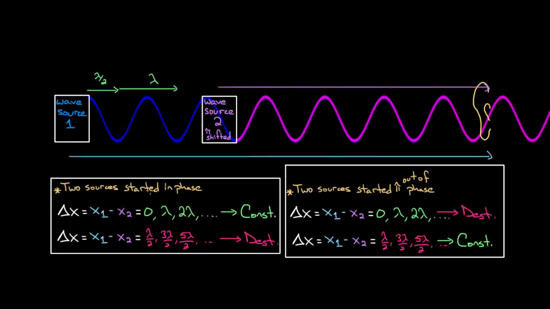Assuming those two sources started in phase and neither of them got a pi shift along their travels, path length differences of integer wavelengths are going to give you constructive interference, and path length differences of half integer wavelengths are going to give you destructive interference. Whereas if the two sources started pi out of phase, or one of them got a pi phase shift along its travel, integer wavelengths for the path length difference are going to give you destructive interference, and half integer wavelengths for the path length difference are going to give you constructive interference.